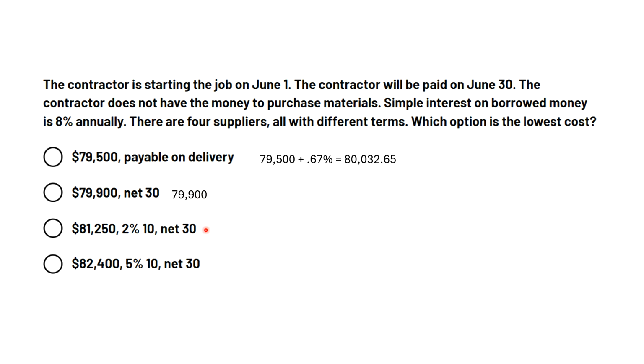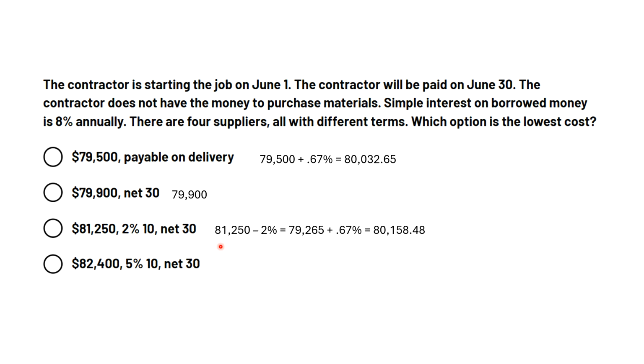Okay. Now let's look at the third scenario. Okay. 81,250, 2% net 10. Well, we have to know what this means. And maybe we do, maybe we don't, but I'll explain it. That means you're going to get a 2% discount if you pay within 10 days. So we're going to get a 2% discount. But we're going to have to borrow the money. So we're going to have to subtract the 2% out of 81,250. Then we're going to have to borrow that money. So we subtract 2%, and then we have to add back in our 0.67%.